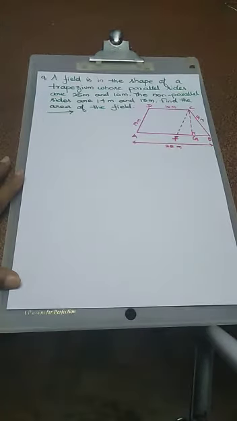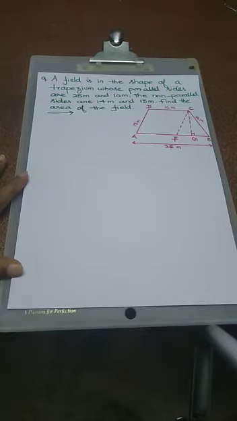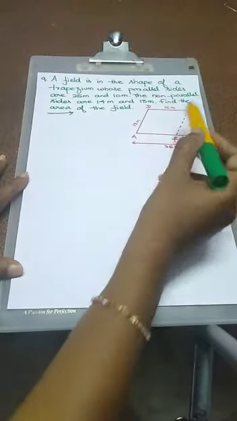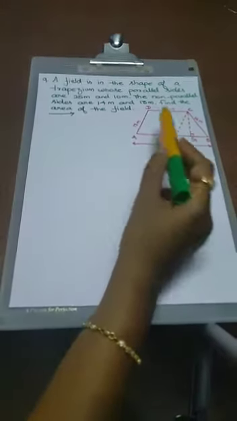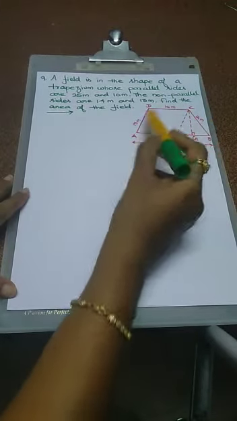Next problem. A field is in the shape of a trapezium whose parallel sides are 25 meter and 10 meter. The non-parallel sides are 14 meter and 13 meter. Find the area of the field. What is given? One trapezium shape field is given. That is, trapezium is ABCD. The parallel side values and non-parallel side values are also mentioned. ABCD is a trapezium, CD value 10 and the AB value 25, AD value 13, BC value 14. We have to calculate the area of this field.